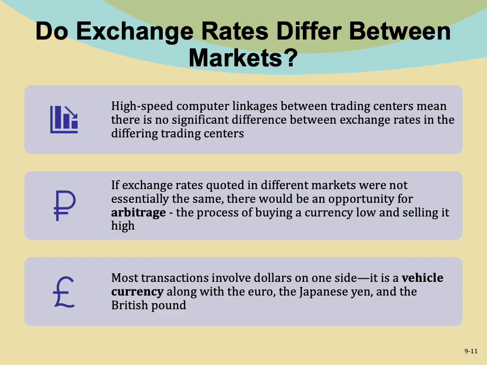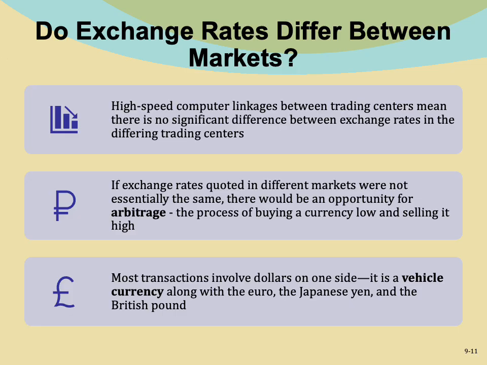They are connected because of high-speed computer linkage between trading centers. There is no significant difference between exchange rates in the differing trading centers. If the exchange rates quoted in different markets were not essentially the same, there would be an opportunity for arbitrage. Arbitrage is the process of buying a currency low and selling it at a high price.